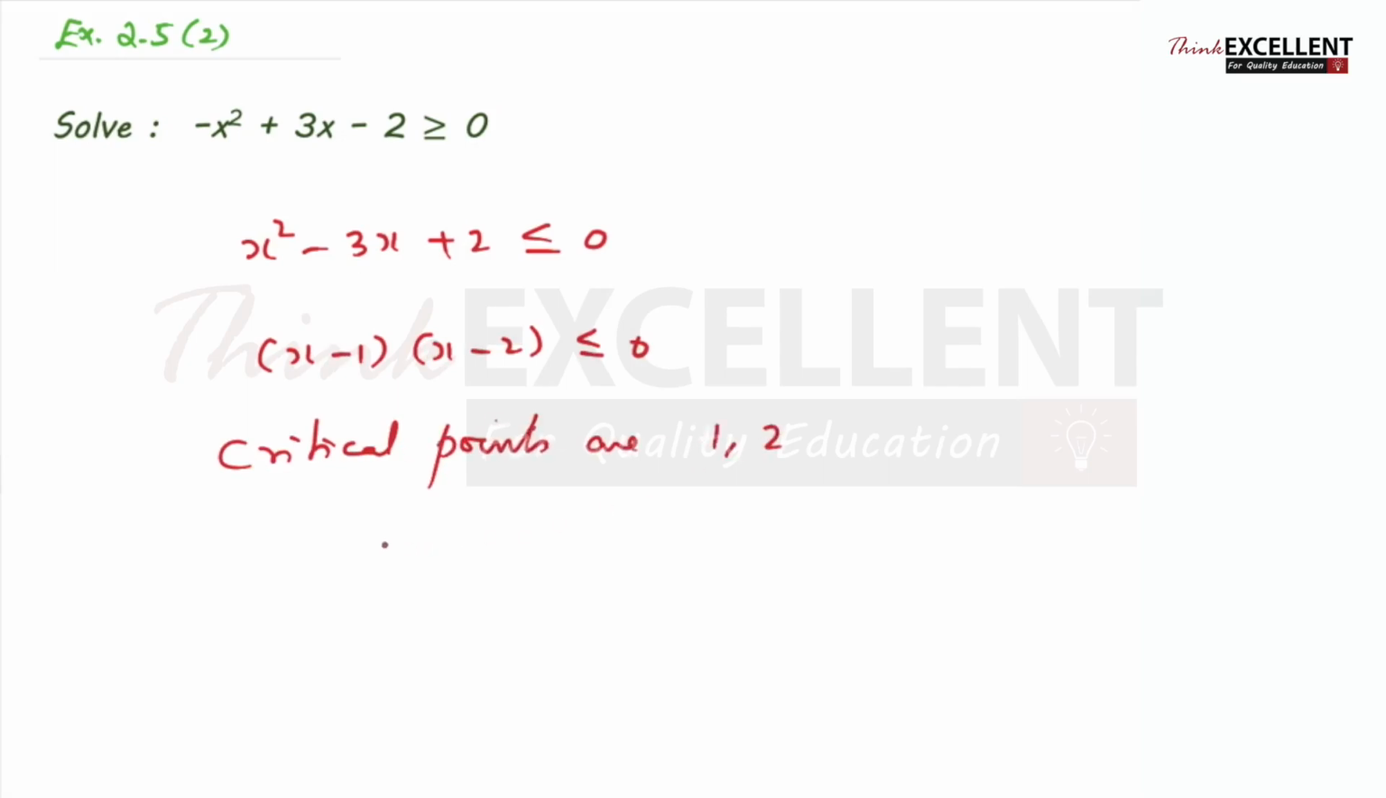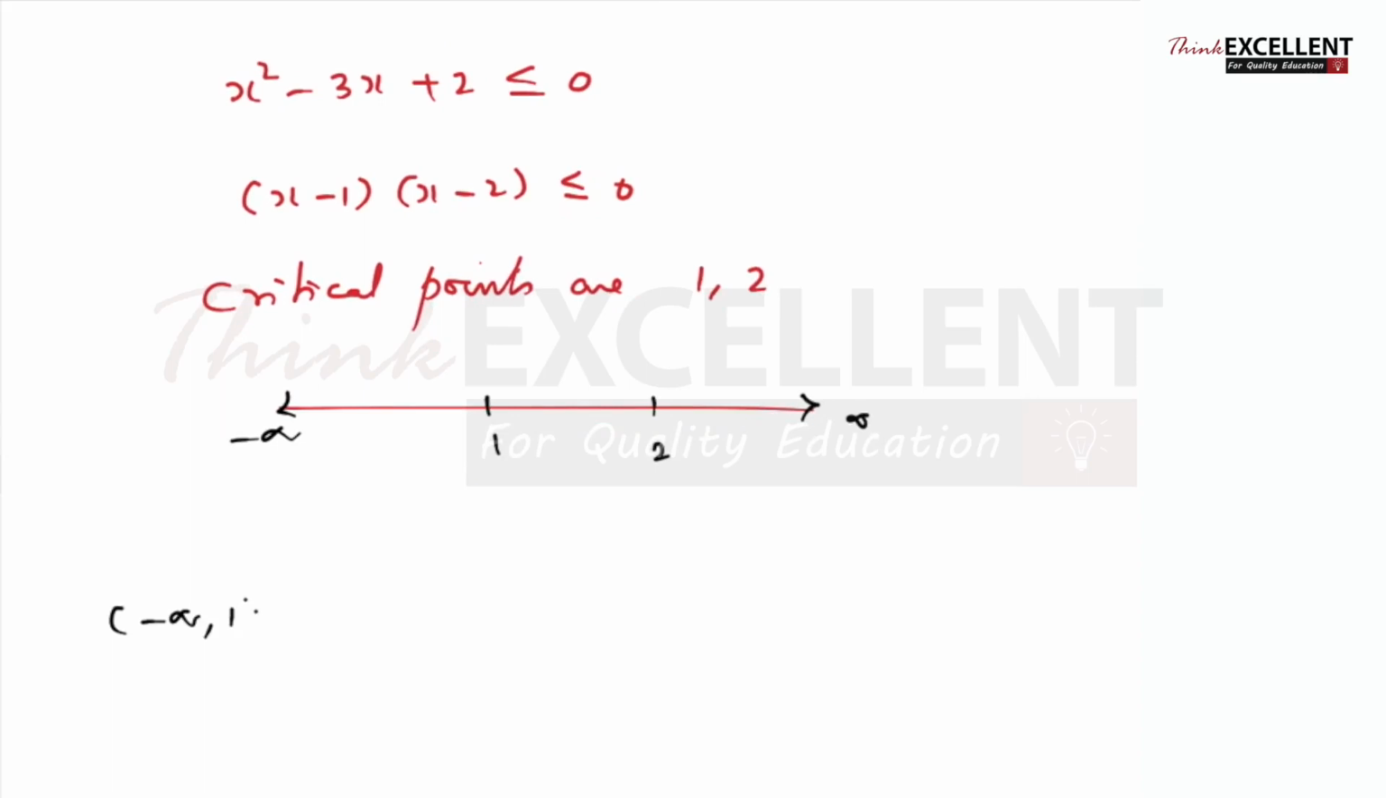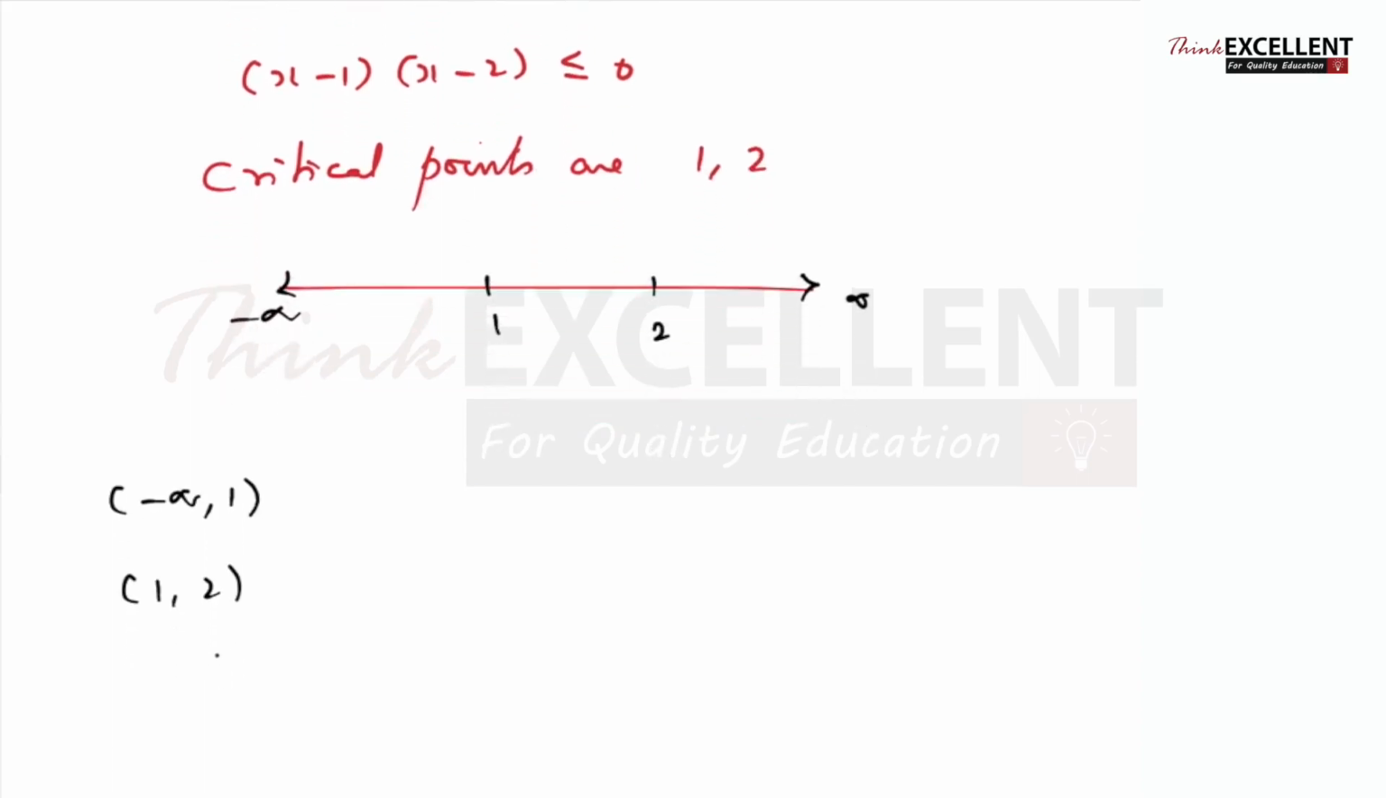1 and 2, right? So in the number line, minus infinity to plus infinity, 1 and 2, right? So the intervals are minus infinity to 1, 1 to 2, 2 to infinity. The first factor is x minus 1, second factor is x minus 2, then the product, x minus 1 into x minus 2. In this range, minus infinity to 1, 0 is there, no? Okay, you put 0. So it is negative, negative. Minus into minus is plus.